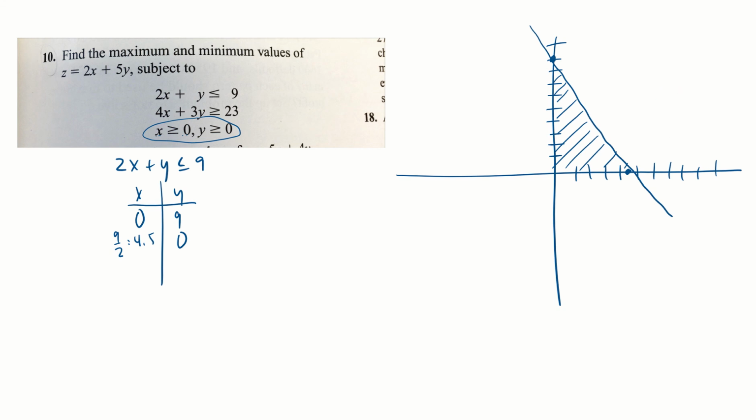So I'm going to try to keep my drawing a little bit neater. Then I got 4x plus 3y equals 23. So I've got x and y. If x is 0, y is 23 over 3. Oh man, so it's 7 2/3. And if y is 0, this is like real life though, x is 23 over 4, which is 5.75. So I'm going to have 1, 2, 3, 4, 5.75.